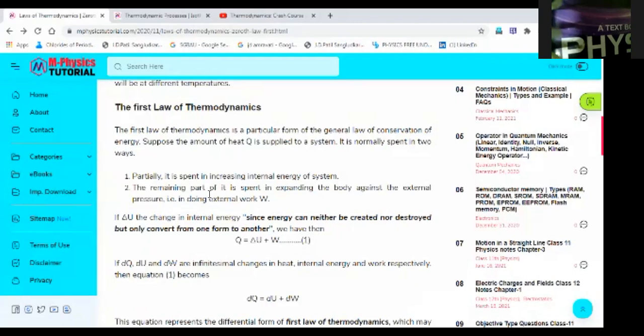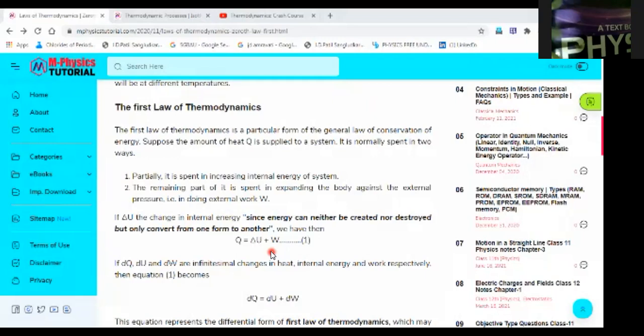So if delta U is a change in internal energy, since energy can neither be created nor be destroyed, but only converted from one to the other form. So we have this Q. This statement को देखो कैसा है, तो I am focusing that. Okay, so Q is nothing but the total heat. Okay, so delta U is the change in internal energy, and W is the work done. So this equation 1 is the mathematical statement for the first law of thermodynamics. What is the mathematical statement for the first law of thermodynamics? That is Q = ΔU + W.